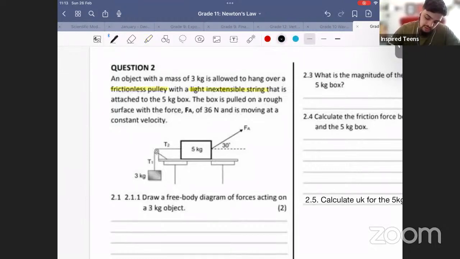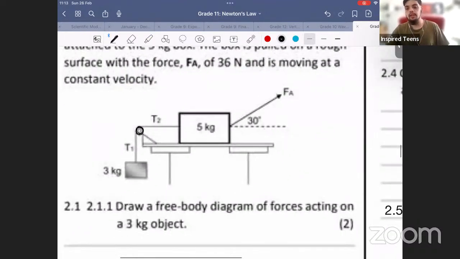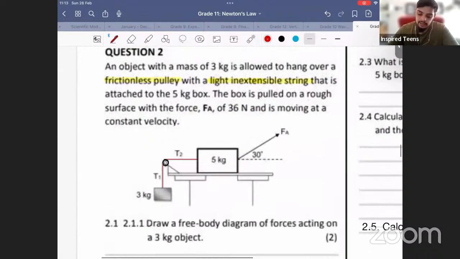Okay, so firstly, let's talk about this frictionless pulley and light inextensible string. When they say frictionless pulley, they are basically saying that the pulley itself is not going to be affecting the tension. The tension in the rope is just its own thing and is not affected by the pulley. The pulley doesn't add some sort of tension. Cool. Then light inextensible string, again, there's no other sort of influence on the tension.